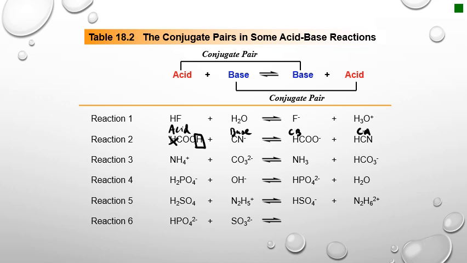And our final reaction, HPO4 2- plus SO3 2-. This is the one where you've got to use a little bit of common sense, because there's no other option here for the base other than the SO3 2-, because it doesn't have a hydrogen already present. It's got to accept one. So we know our products are going to be PO4 3- and the bisulfite ion HSO3-.